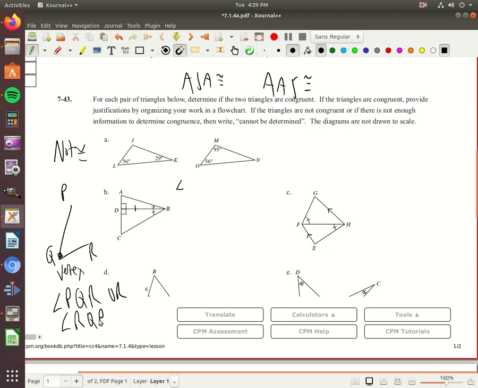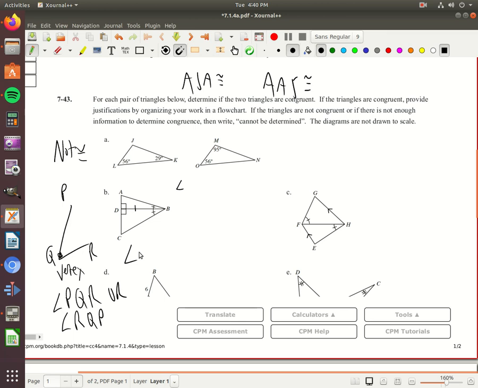Now, what often happens is kids try and name this angle, and they'll say, oh, it's angle Q, but then what are you going to say, QPR? Well, that's not the angle we're talking about. Or you might say QRP, but again, that's not the angle we're talking about. We're talking about PQR or RQP.